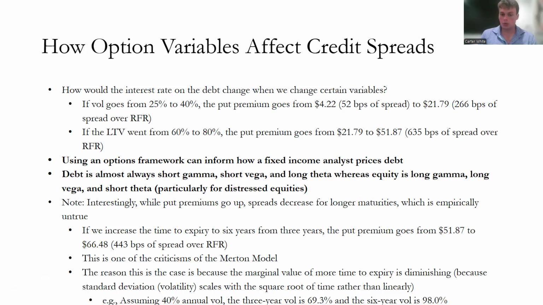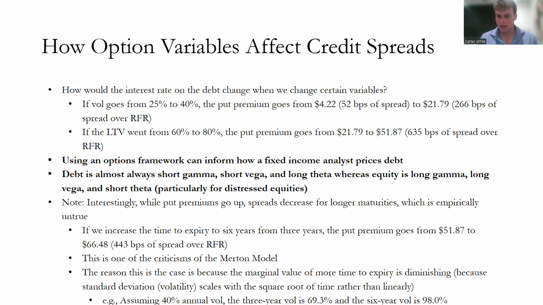So you can see the riskier things get from an LTV and vol standpoint, the more that lenders are going to require for the put that they're essentially selling, because the less of an equity cushion and the more vol, the more likelihood that that put is going to expire in the money and that lenders are going to be on the hook for some of their principal. In other words, they're going to lose some of their principal. And you can see that using these variables, you can really figure out how to price debt if you know the vol and you know the asset value of the firm.